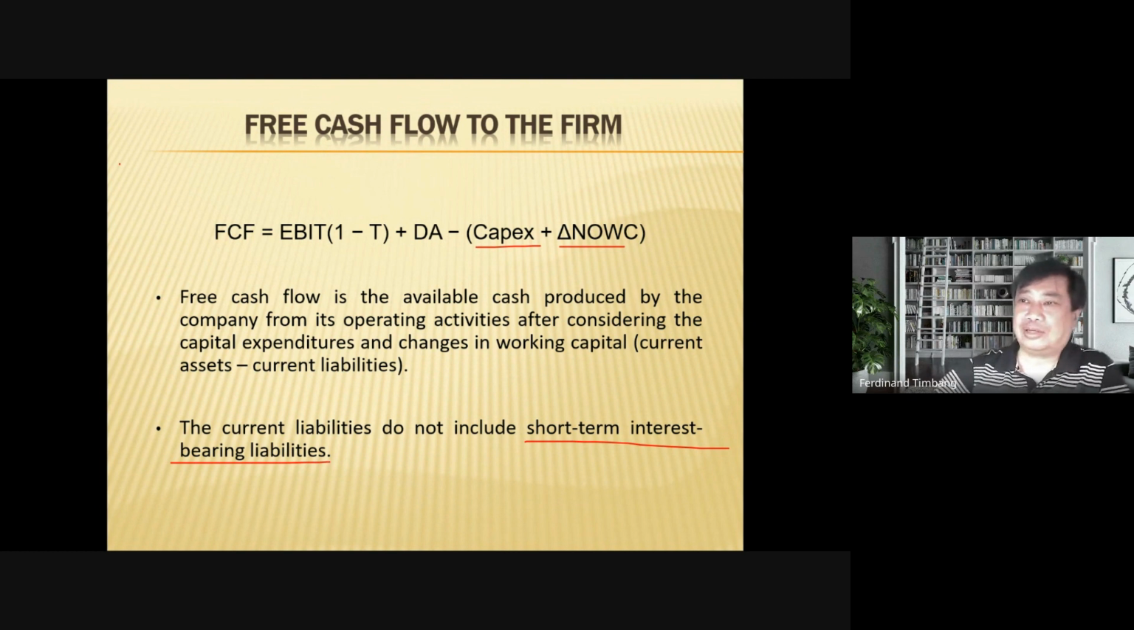Again, when you see free cash flow, that is the available cash produced by the company from its operating activities after considering yung mga yan. And like what I said, they are already available for payments of dividends without affecting your operations. And then they are free for investing.